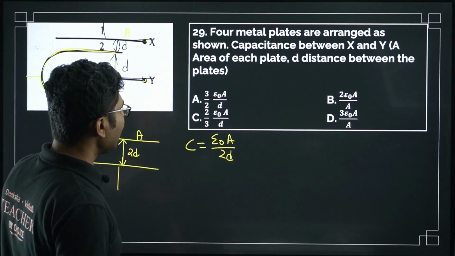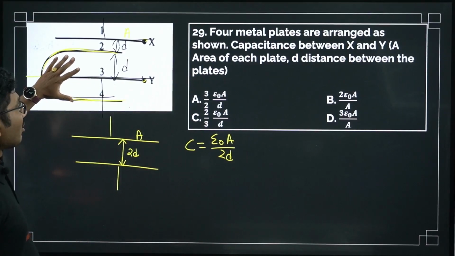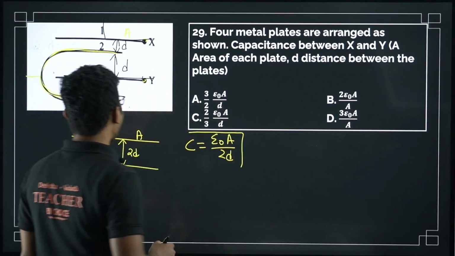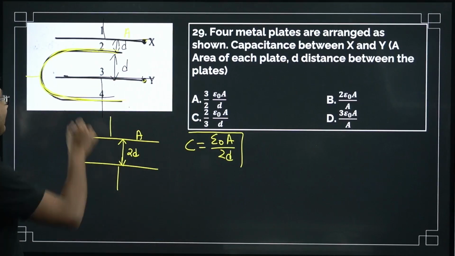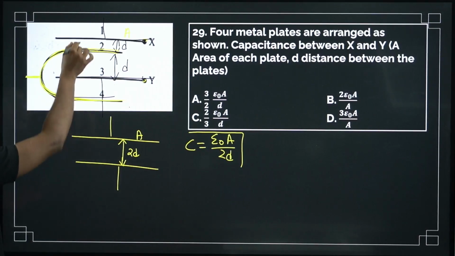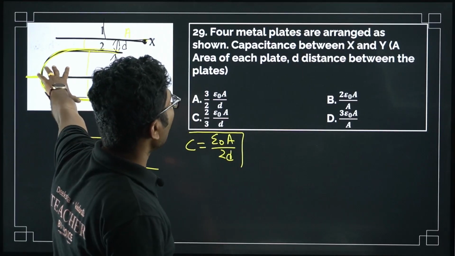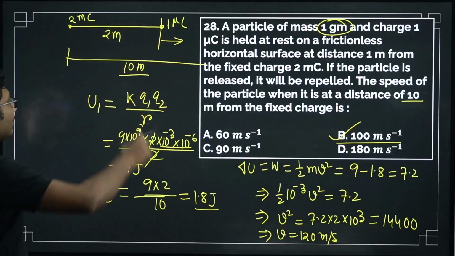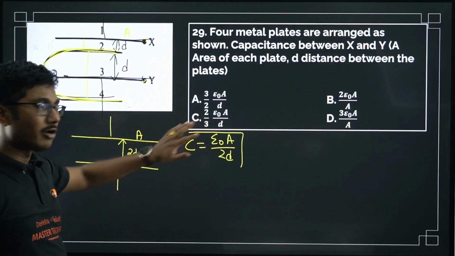So epsilon naught A by 2D. I don't know, either this problem is wrong or the option is wrong. The answer will be epsilon naught A by 2D, as this does not play any role in the capacitor. If this were connected from this side, then you could say, okay, this is a capacitor, this is a capacitor, this is a capacitor, and there is no dielectric constant as well. So this one you can just simply ignore. This is not at all related to the capacitor. So this will be the answer for this question.